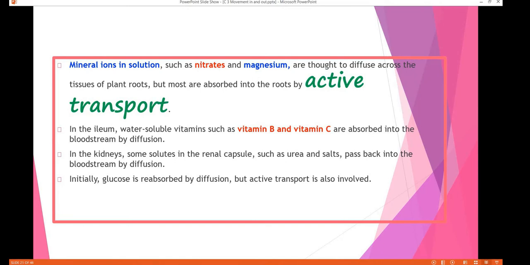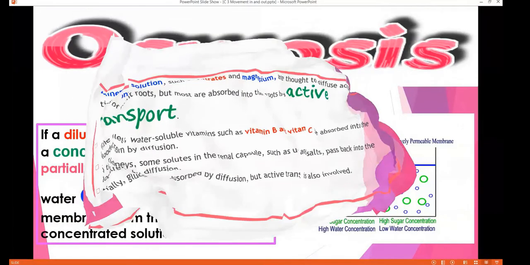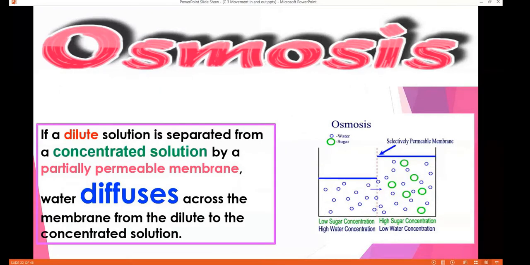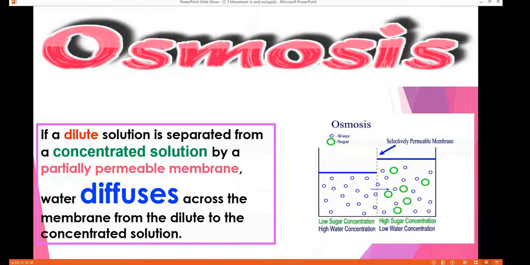Initially, glucose is reabsorbed by diffusion, but active transport is also involved. So far we discussed about osmosis and diffusion. We are yet to discuss about active transport, which we shall start once I recap the contents. So is it clear so far, girls? Clear about diffusion? Yes, Miss. Shall we recap about osmosis now?